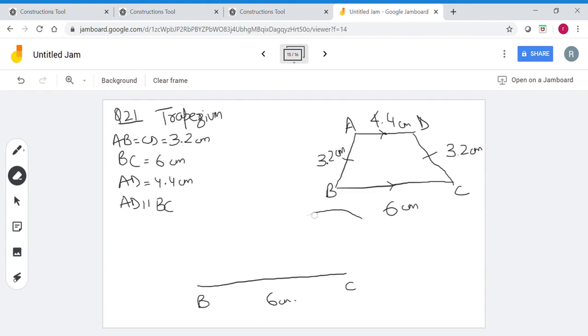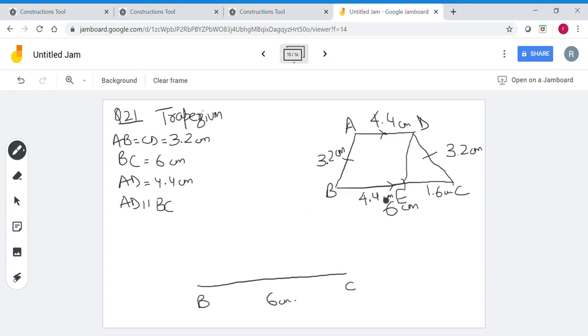Let's say I take this as 4.4, so if I mark 4.4 here, the remaining here will be 1.6 because the total is 6, and I join this. What will this make? One set of opposite sides is equal and parallel. So let's give this point the name E.